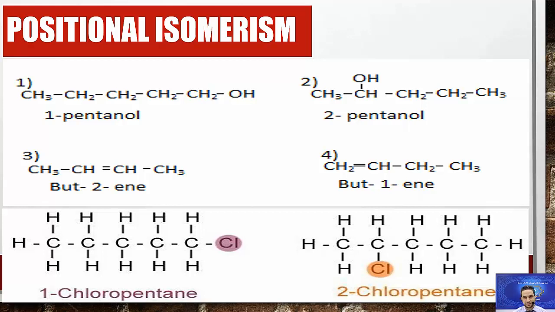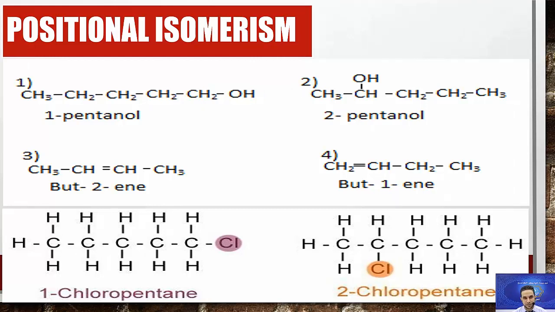Both contain 5 carbon atoms: 1, 2, 3, 4, 5. But what is the difference? The position of OH at number 1, at carbon atom number 1. So the name will be 1-pentanol. But in number 2, the position of OH is at carbon atom number 2. So the name will be 2-pentanol.